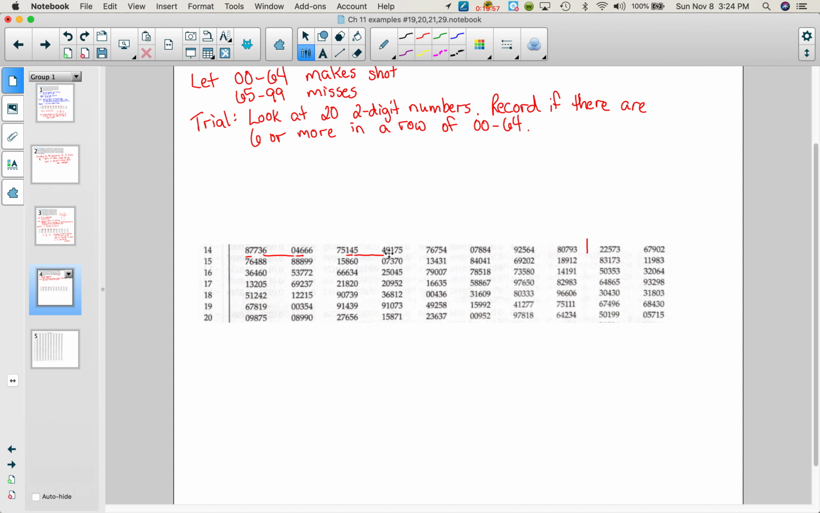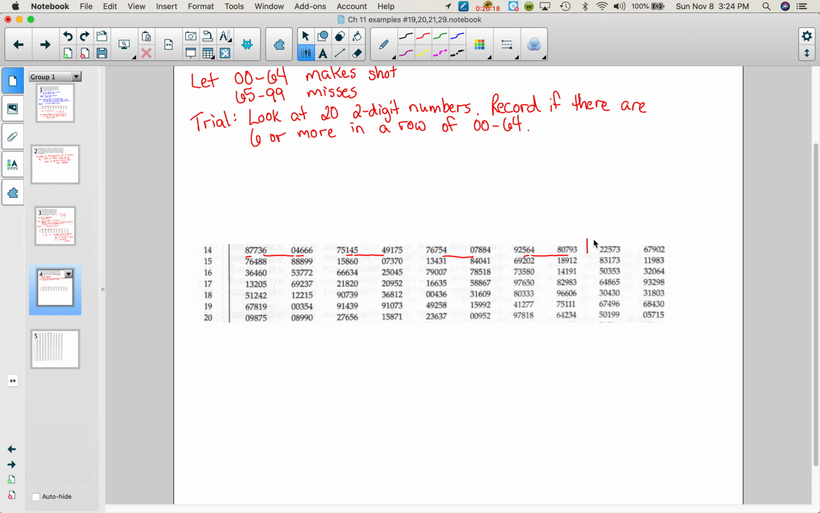54 makes it. 91 is a miss, so I have to start over. 75 misses, 76 misses, 75 misses. 40 makes it, 78 misses, 84 misses, 92 misses. 56, I'm not going to be able, and 48, 7. Those are, so she makes 3 in a row, but then she misses.